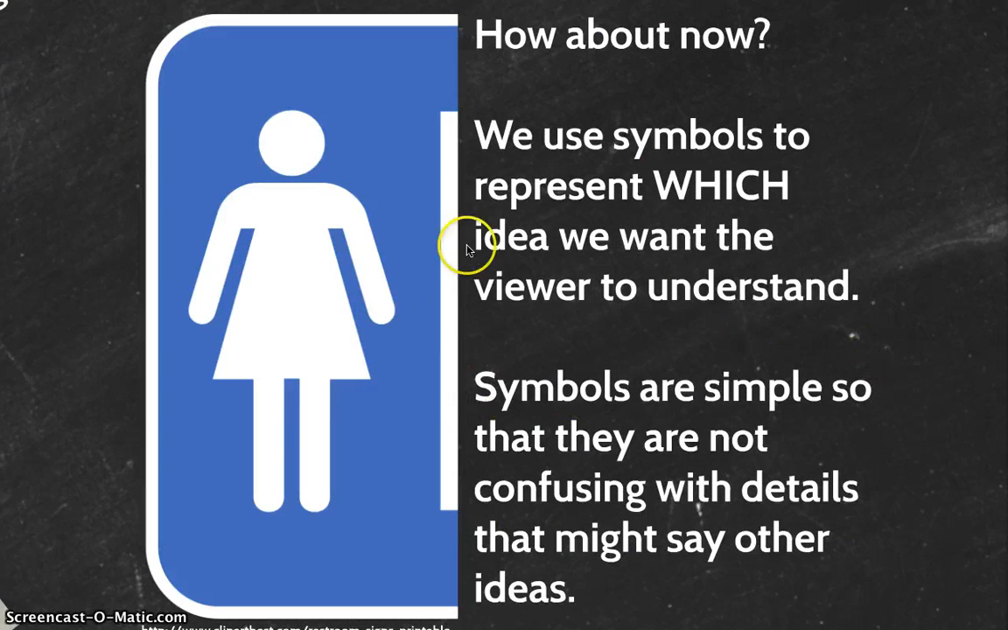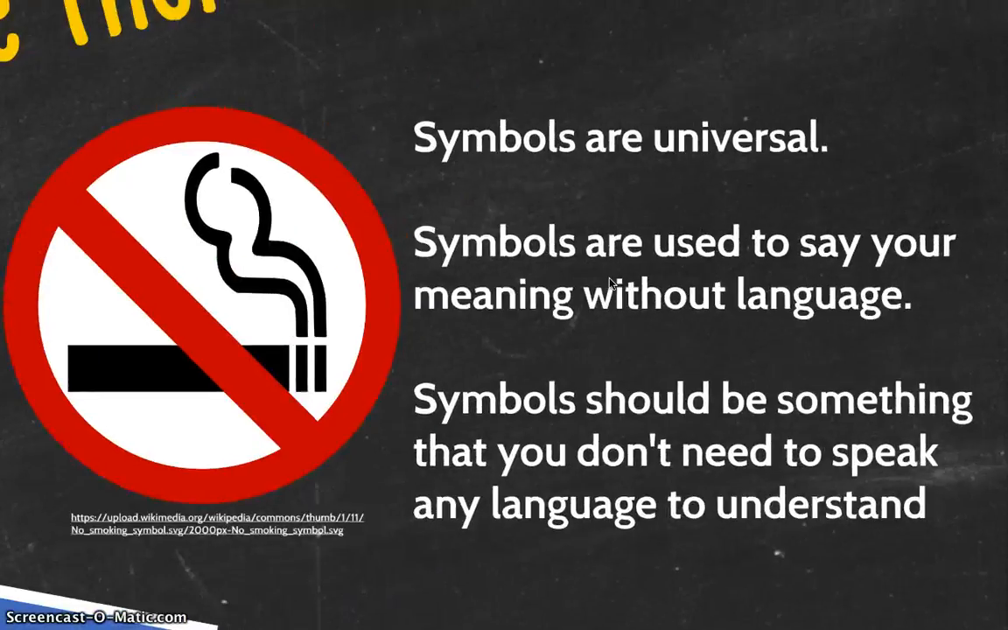So if we go to this picture, what about now? Now we've simplified it down. Now it is just dress. It is just girl. So we use symbols to represent which idea we want the viewer to understand. So we're not confusing the viewer with a lot of details. You want to simplify it down so that the only thing the viewer sees is your big idea.